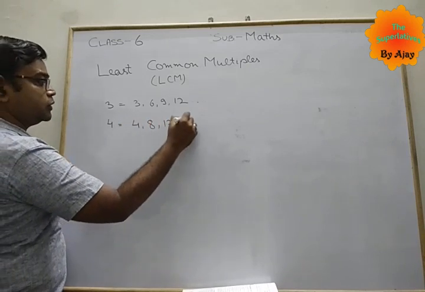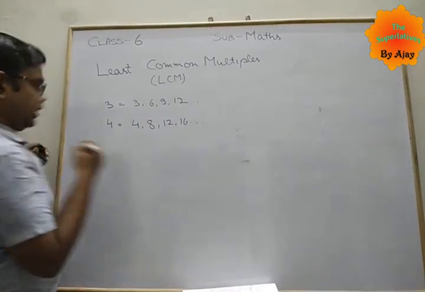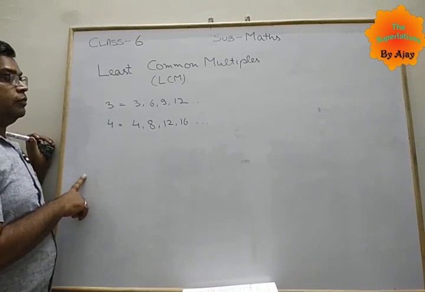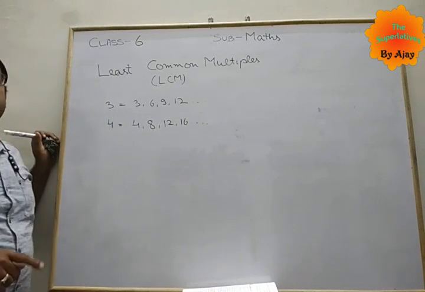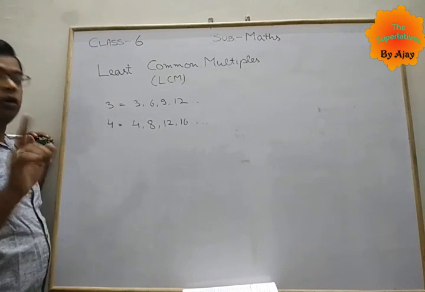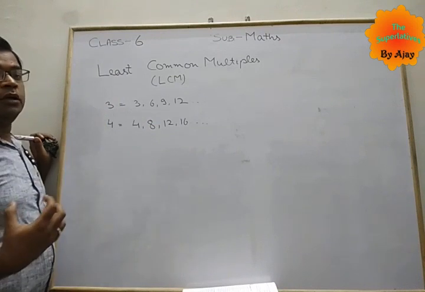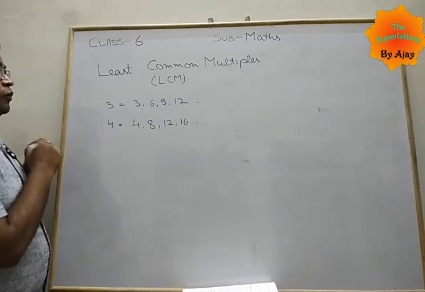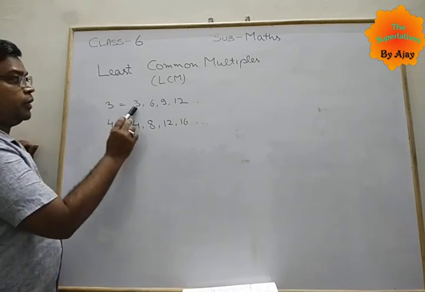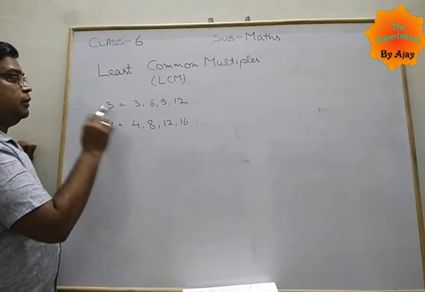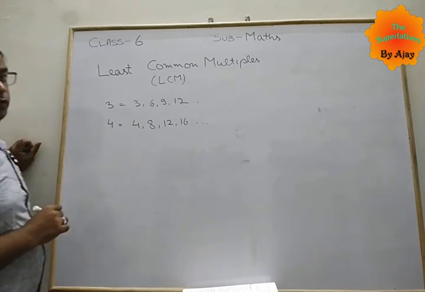Now I have written four multiples of 3 and 4, and you will find out which multiple is common in both. Least common means the lowest multiple which is common in both the given numbers. So when you observe, you find that 12 is a common multiple in both cases, 3 and 4. So this is the concept of least common multiple.